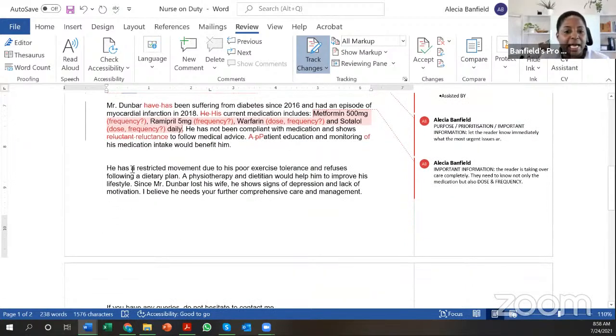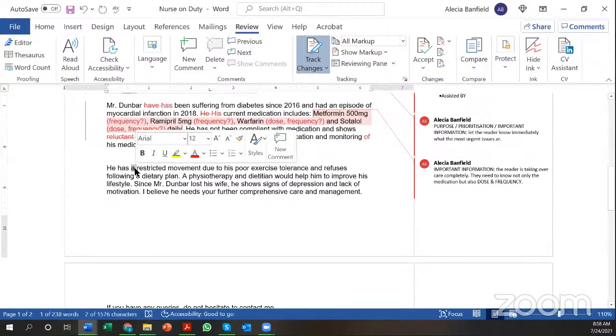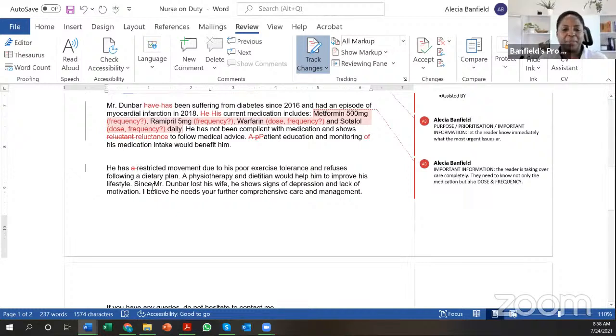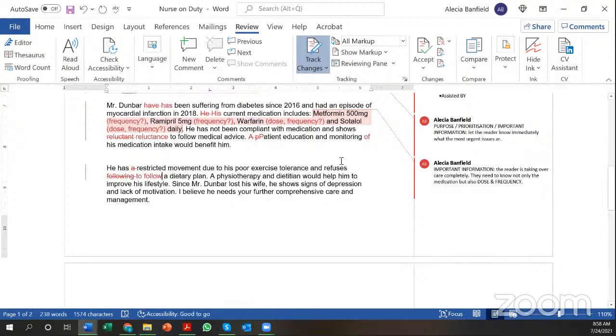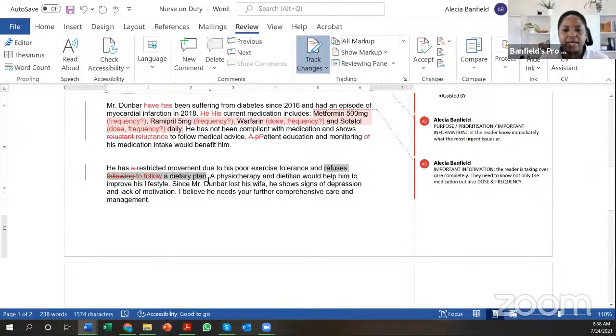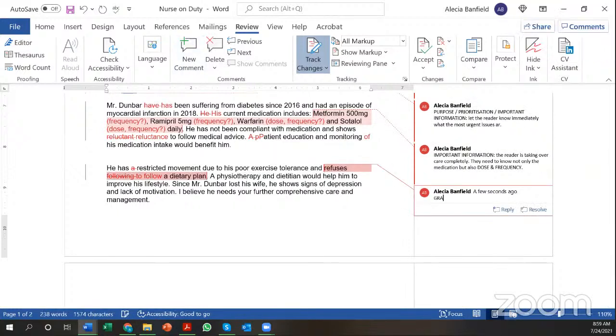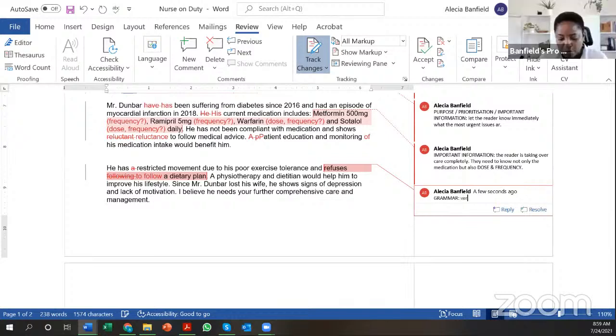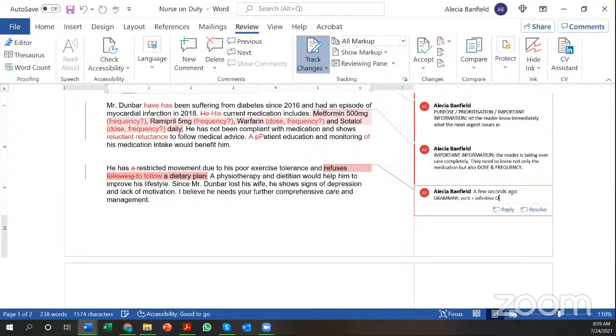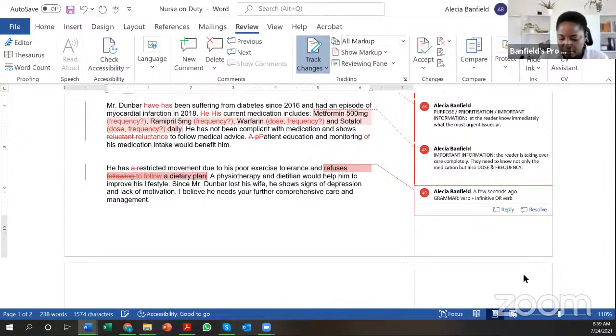He has restricted movement due to his poor exercise tolerance and refuses to follow. Now, this is a topic that drives many learners mad. Is it verb plus infinitive or verb plus gerund?